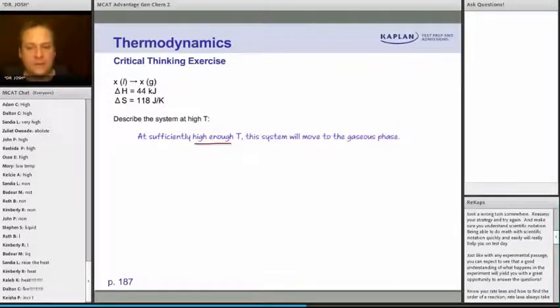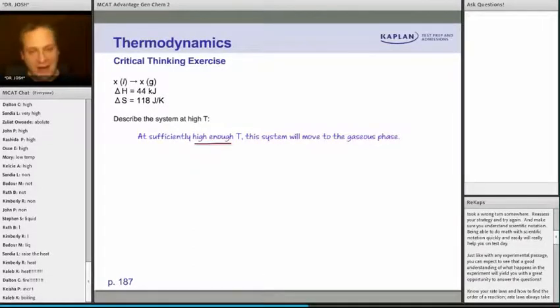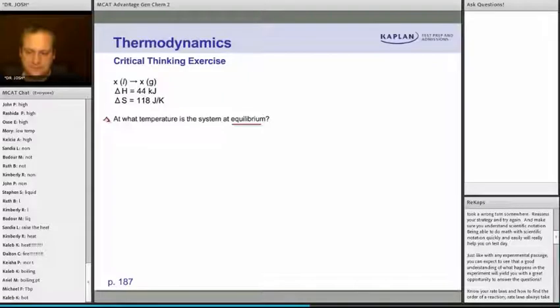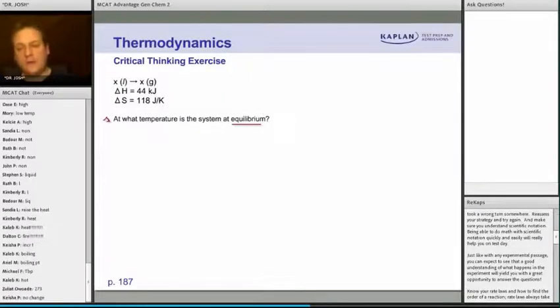So if we increase temperature, if we go from a low temperature then to a higher temperature, you'll note, now we can move to the gaseous phase, as long as the temperature gets high enough. So at a low temperature, it's going to be a liquid. At a high temperature, it's going to be a gas. And there must be some temperature where the liquid becomes a gas. What do we call that temperature? When we're asking about where the liquid becomes a gas. Yeah, that's just our boiling point. And that's what question 3 is asking.